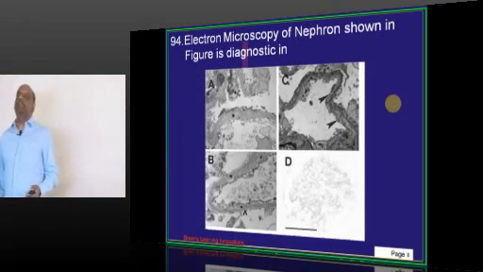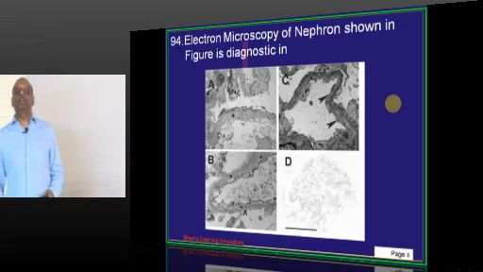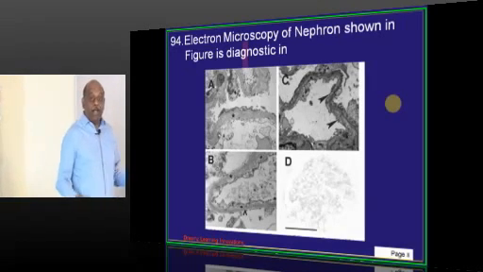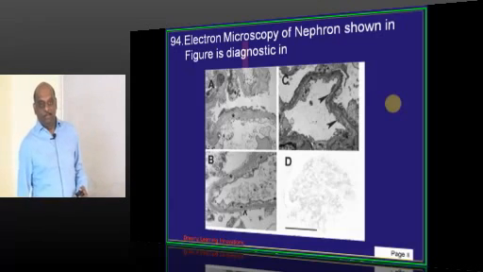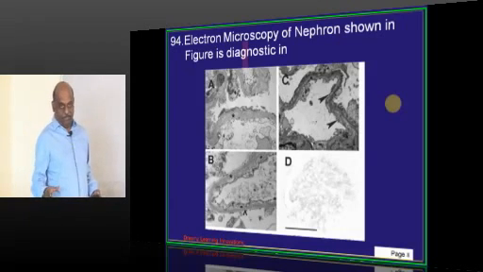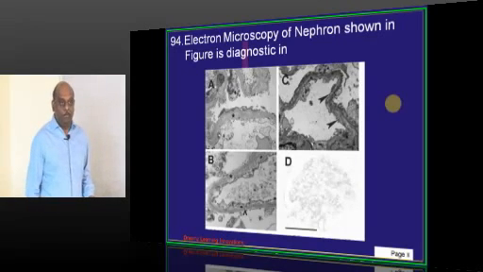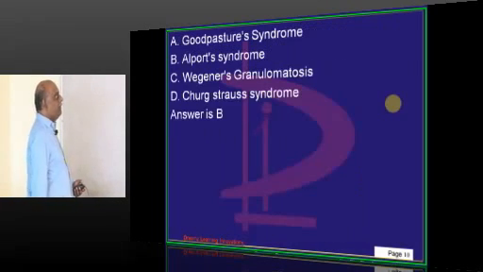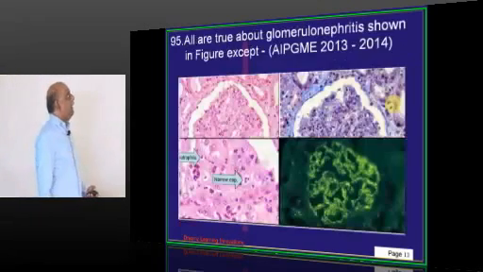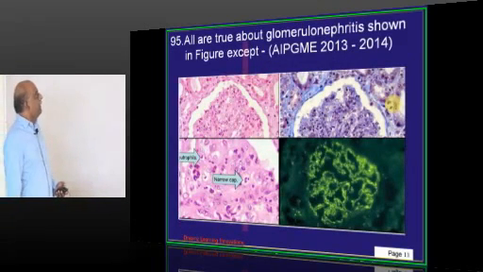What is its appearance on electron microscopy? It is called the basket weave pattern, which is a typical thing whenever the splitting of the basement membrane occurs in Alport syndrome. So classically, an example of Alport syndrome.